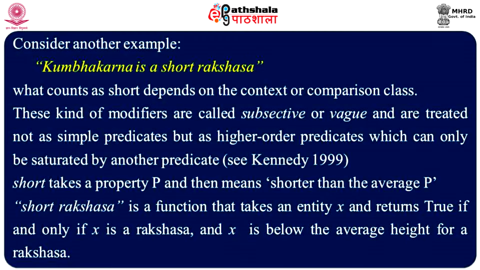Relative clauses can function as modifiers just like intersective adjectives. For example, Kumbhakarna is a Rakshasa that Rama killed has the same derivation as an adjective plus noun combination, with the two predicates in this case being Rakshasa and that Rama killed.